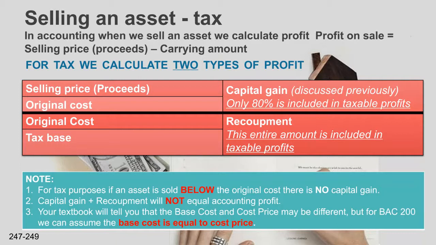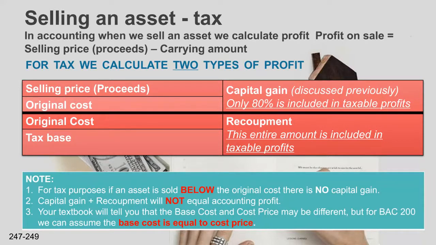However, if we have a selling price that is above the original cost, right, then we're going to have to calculate two types of profit for tax purposes. The first profit is going to be that capital gain, right, which we calculated already in the past, but we're going to do an example now where we'll calculate it again. We're going to calculate that capital gain, and remember, only 80% of the capital gain will be included in taxable profits, right? I'm going to take you through a way of working through the capital gain that's going to make it a lot easier to calculate, because we're going to do it step by step. And then, if we have a selling price that's above the original cost, we're going to have to say, okay, from the original cost down to the tax base is going to be the recoupment.